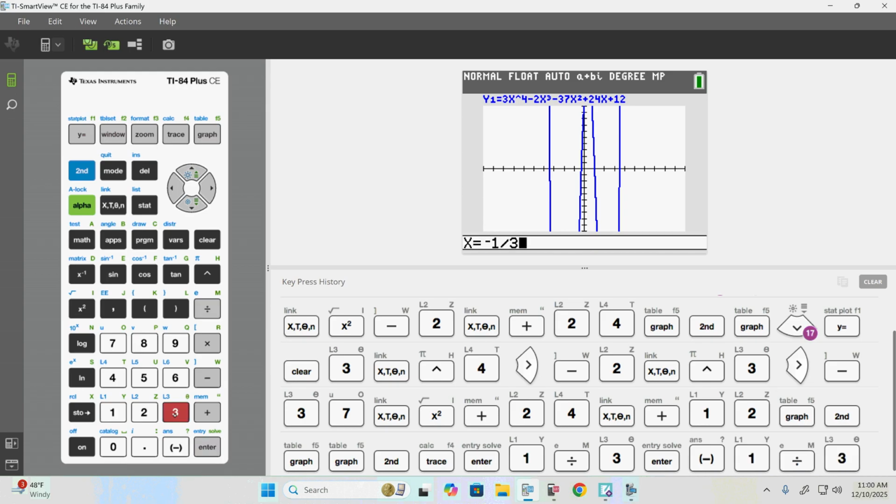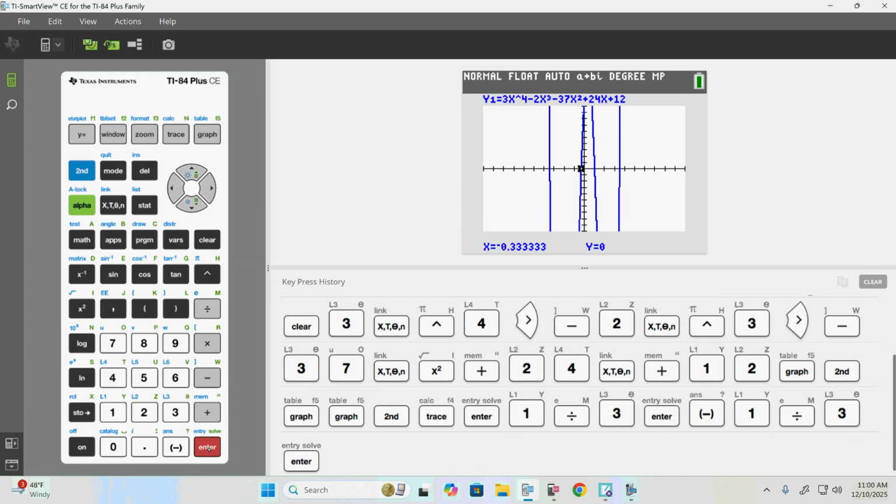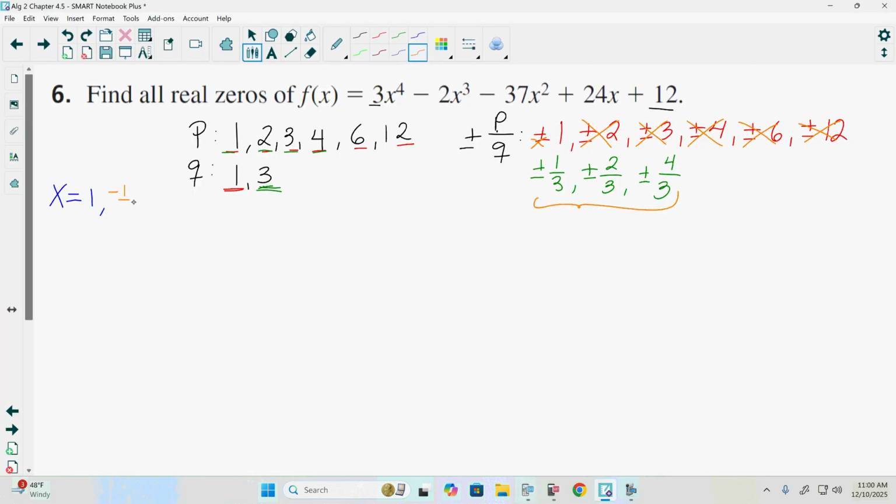Now we can do second trace value again, and it will still do the same thing. Or if we remember, we can plug the next number in, so negative 1 divided by 3. And negative 1/3 gives us a y value of 0. So negative 1/3 is a solution.